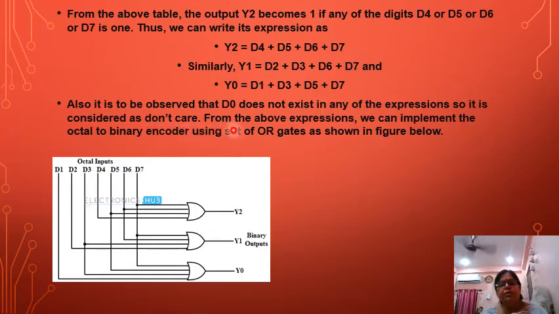From the above expressions, we can implement the octal to binary encoder using a set of OR gates as given in the figure below. We will use OR gates here. See, these are your octal inputs, and how are we going to get output? See, D7, D6, D5, these lines which are 1 are taken, and you will get your binary output like this.